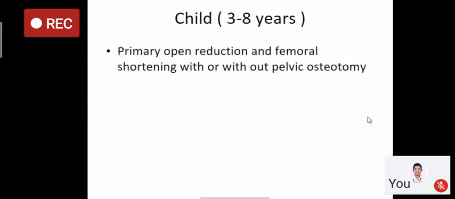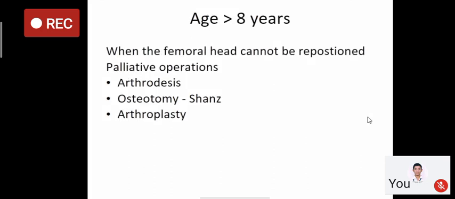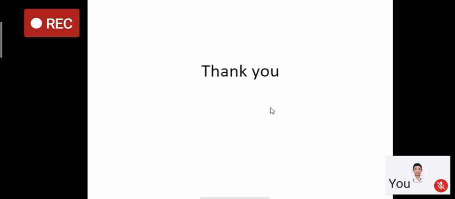At 3 to 8 years, primary open reduction, femoral shortening with or without osteotomy. Again, treatment remains the same. More than 8 years, palliative procedure. You cannot salvage the hip joint. Thank you for hearing.